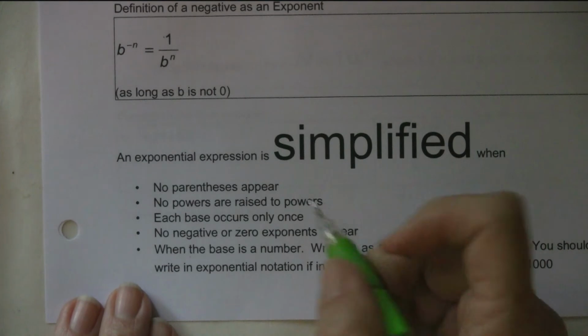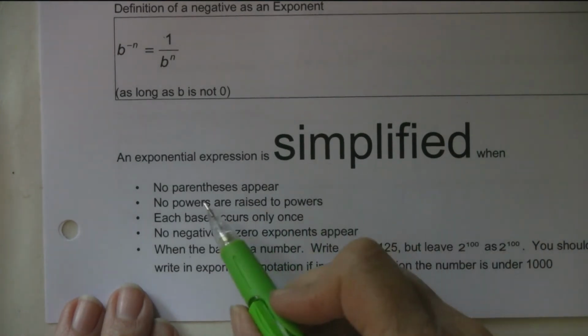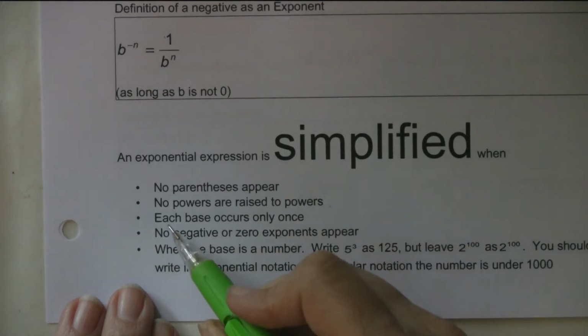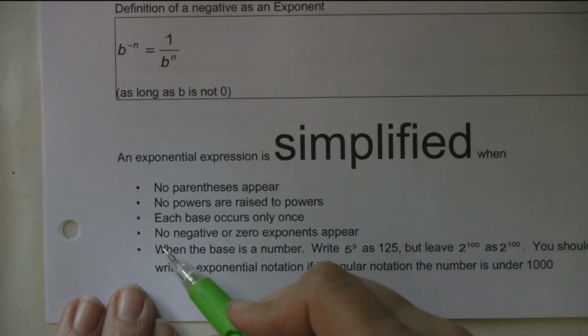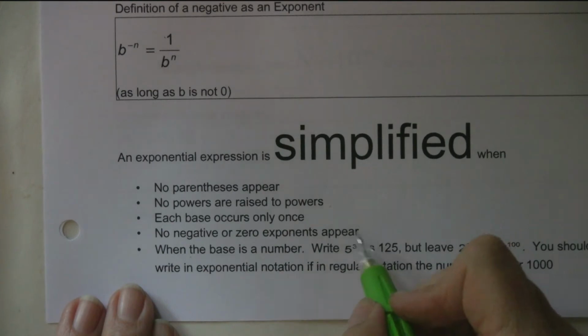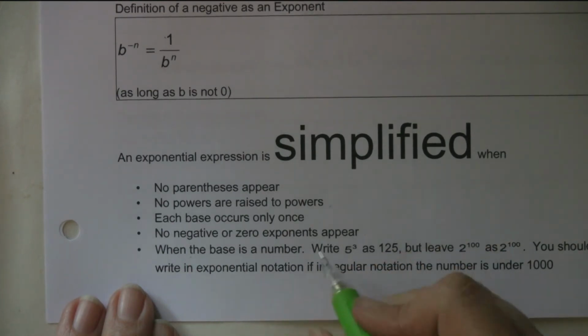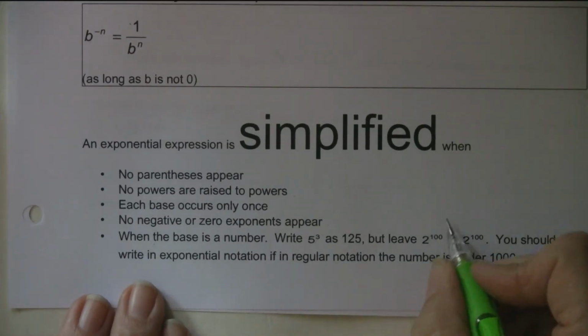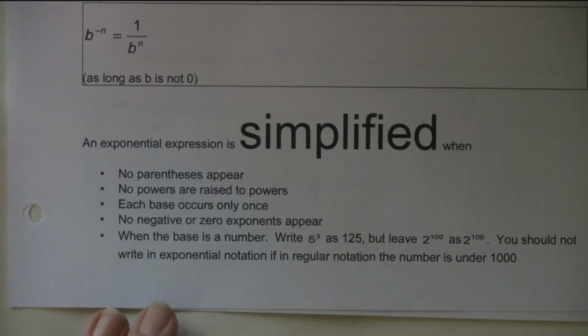So they say that things are simplified when no parentheses appear, no powers are raised to powers, each base occurs only once, and no negative or zero exponents appear. When the base is a number, like 5 to the third, you write it as 125, whereas if it's 2 to the 100, you just leave it as 2 to the 100.